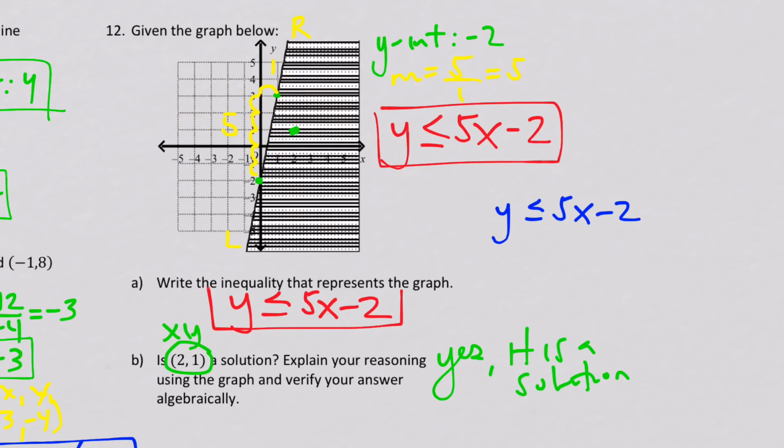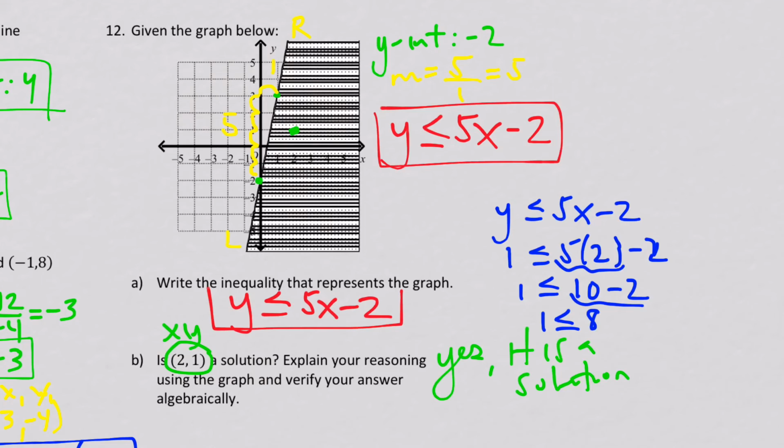But we now know that y, if you look at the point that's labeled, y is 1. So I'm going to have 1 less than or equal to 5 times, and then x here we said was 2. So we'll put that in here in its place. And I can work this out. 5 times 2 is 10, minus 2, and 10 minus 2 is 8.